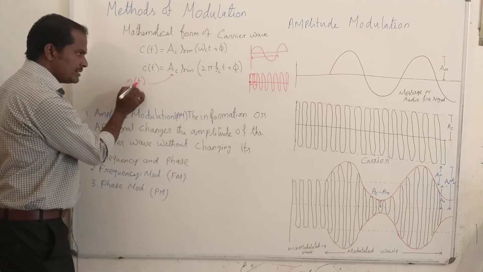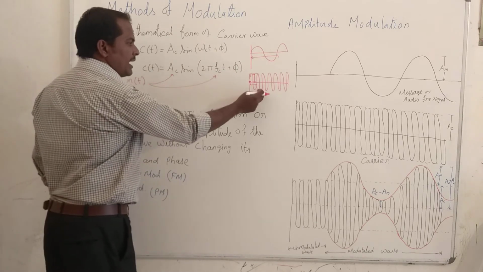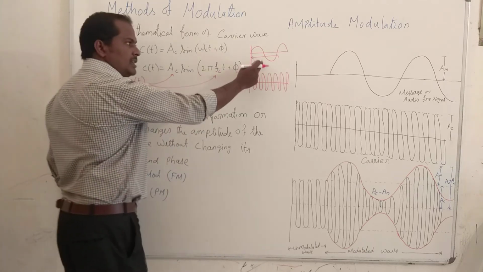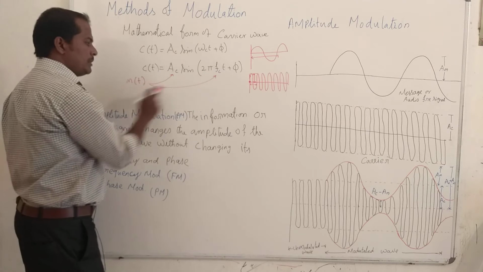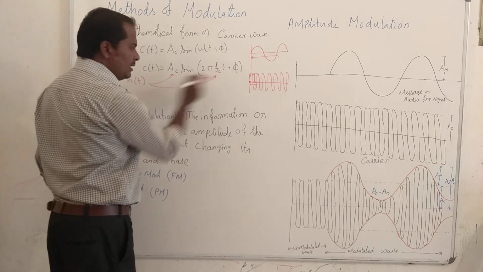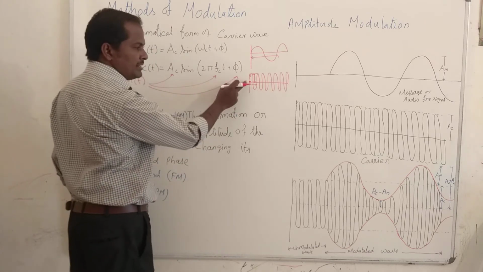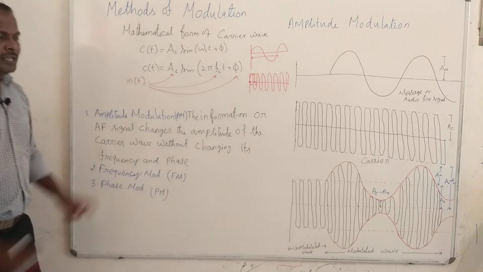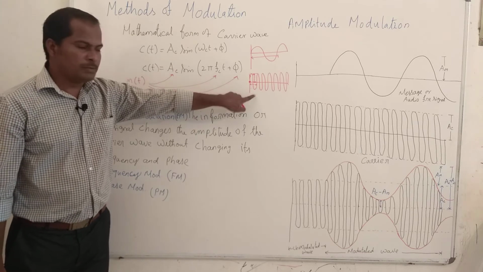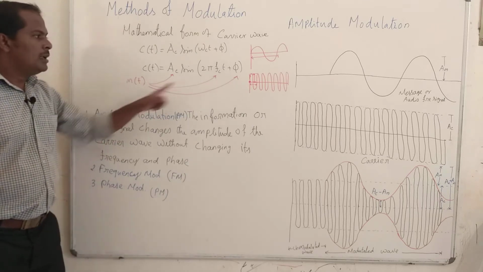Next, by using the same message signal, we can change the frequency of the carrier wave. The frequency of the carrier wave can also be changed by the incident low frequency baseband signal. This type of modulation is called frequency modulation. Again, using this low frequency baseband signal, we can change the phase angle of the carrier wave. This type of modulation is called phase modulation.